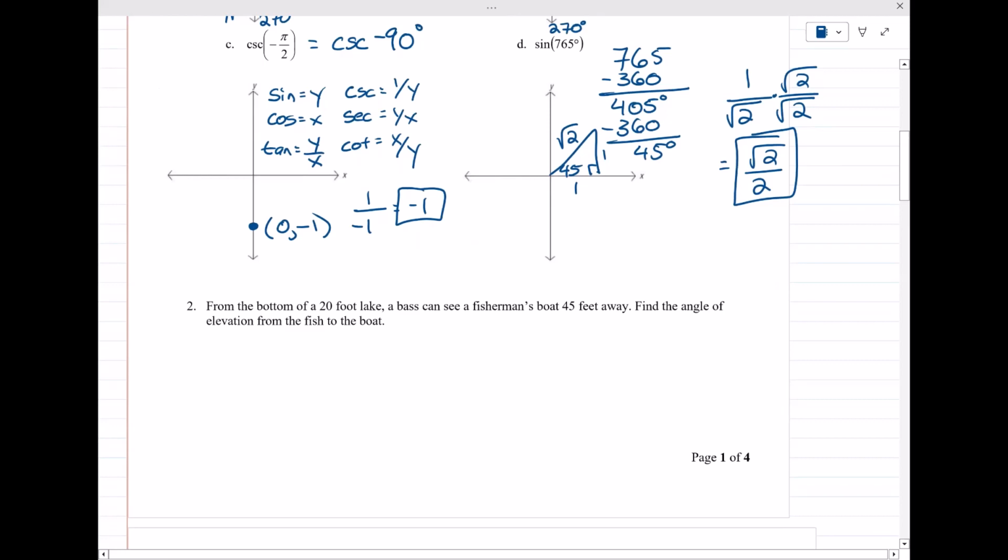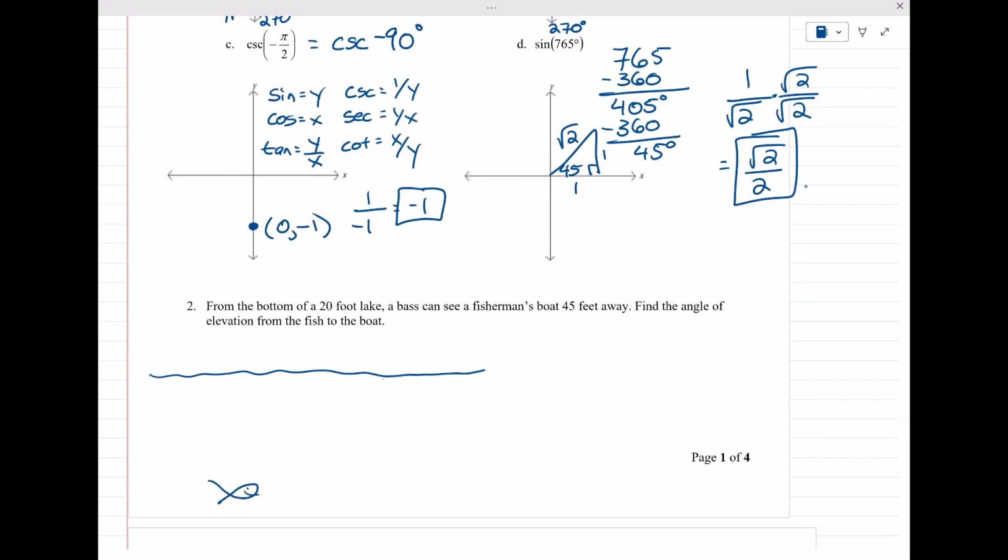For number 2, it talks about from the bottom of a 20-foot lake. So here's water, here's a fish, and we know that the lake is 20 feet. A bass could see a fisherman's boat 45 feet away. So here's the boat, and this will be drawn for you on the test, just so there's no confusion. But this is 45 feet. Find the angle of elevation from the fish to the boat.